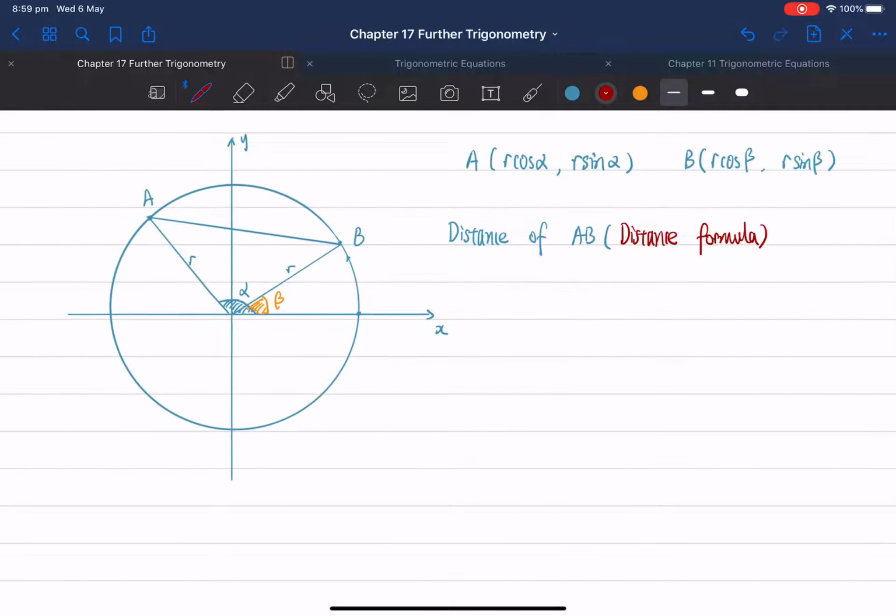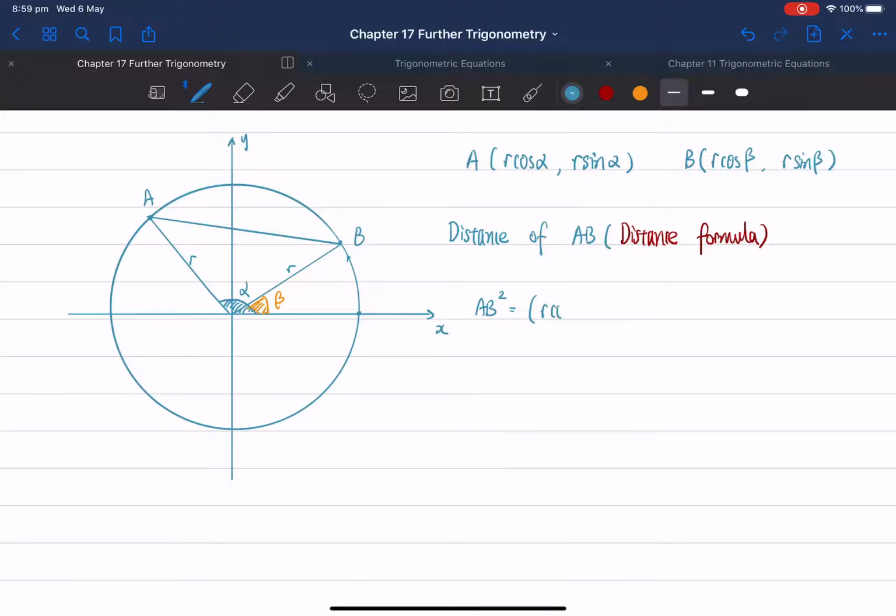All right, to work out the distance of AB, let's try this. AB squared is equal to, the distance formula is (x1 minus x2) squared plus (y1 minus y2) squared, and later if you want to find AB itself, you have to square root it. But this one we don't have to.